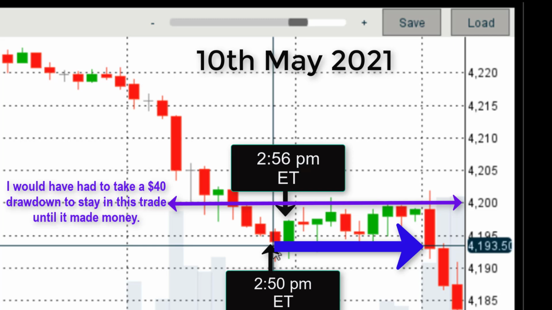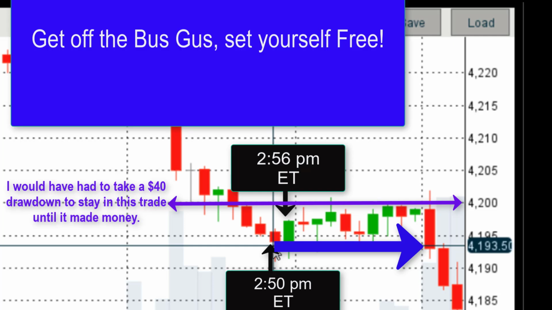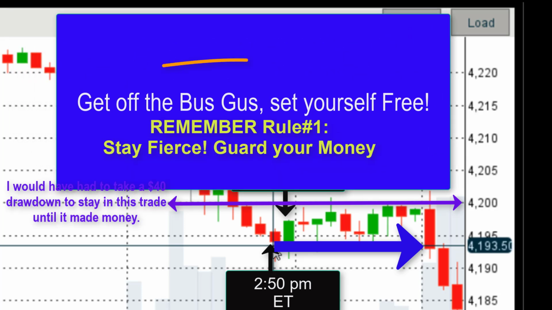But these are the types of decisions you have to make during a trade. You are the protector and the only protector of your money. So never be, I'd rather lose $3.50 and lose a chance at making $20 than I would have losing $40. And those are the kinds of things you learn with experience.